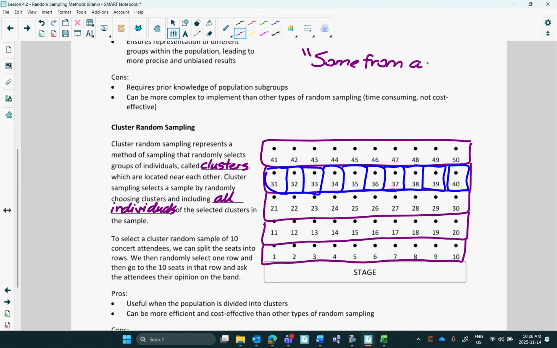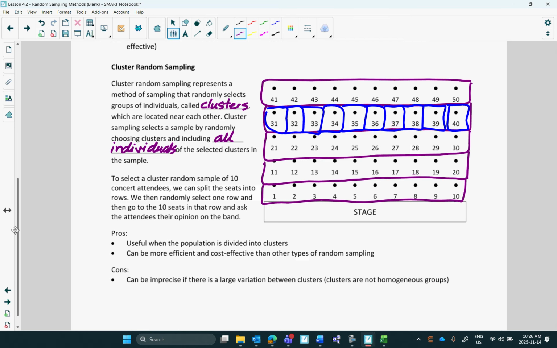With stratified, you're taking some individuals from all groups. But with cluster, you're taking all individuals from some groups. It is possible to do random sampling that involves both of them.